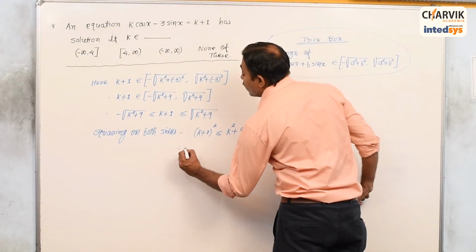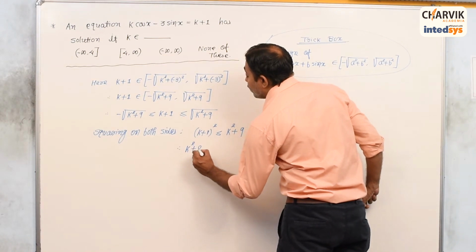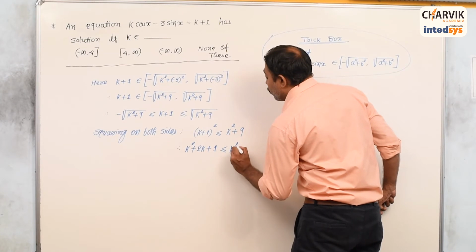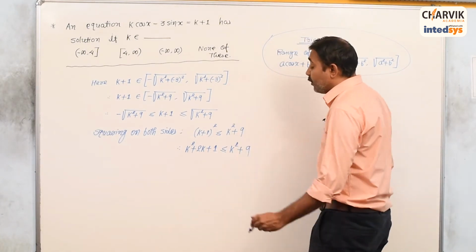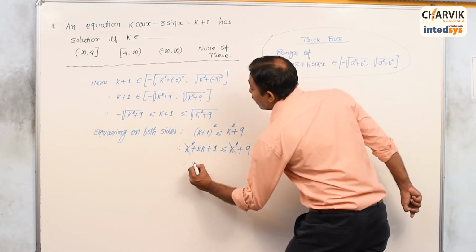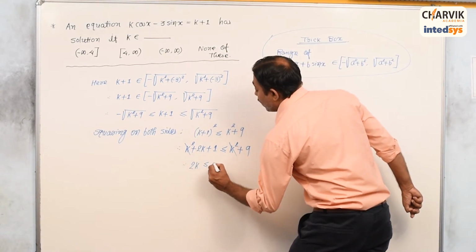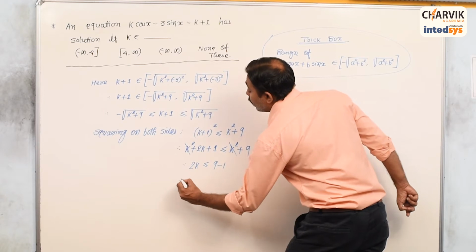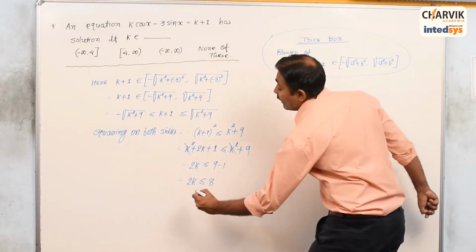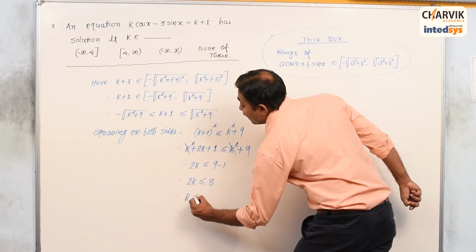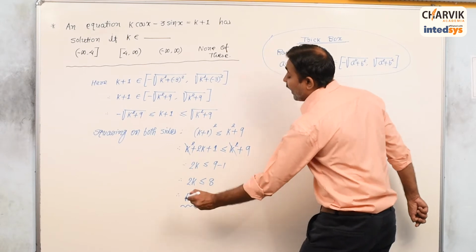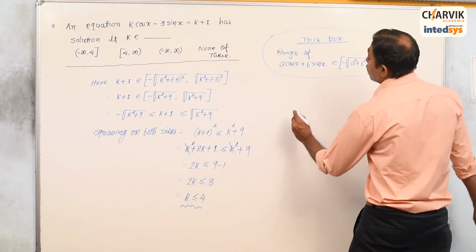Now let's solve it. So k² + 2k + 1 is less than or equal to k² + 9. And as we know, k² cancels. So finally 2k is less than or equal to 9 minus 1, so 2k is less than or equal to 8. And finally the meaning is what? k is less than or equal to 4. So the value of k is less than or equal to 4.